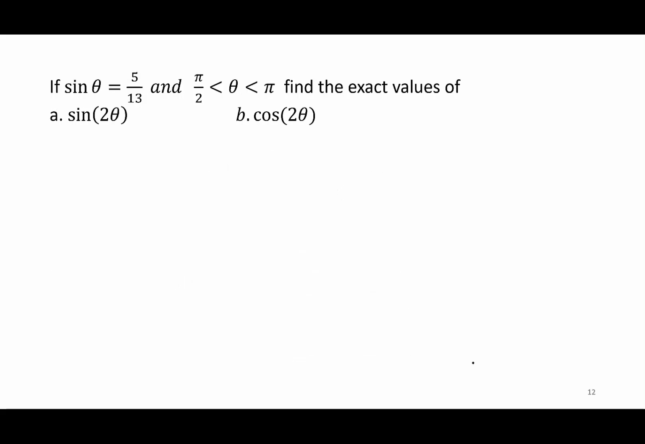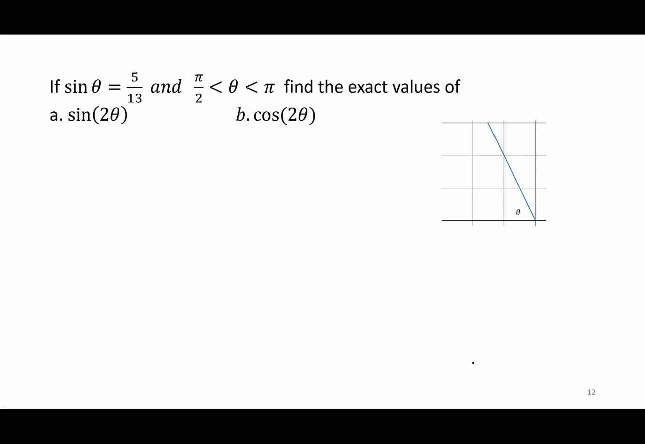Our next problem says if sine theta is 5 over 13 and theta is between pi over 2 and pi, we want to find the exact values of sine of 2 theta and cosine of 2 theta. As a quick reference, I have a picture of theta being in the second quadrant. In quadrant 2, sine is positive, but cosine is negative.